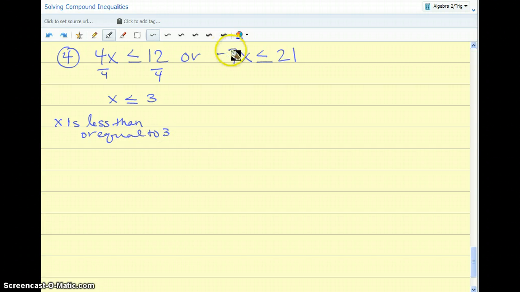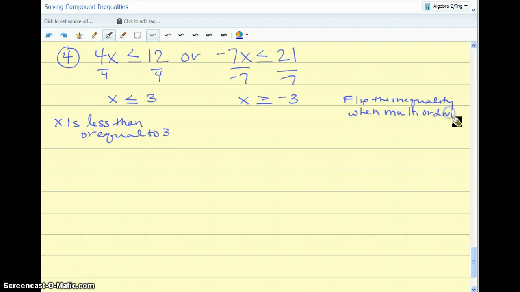So it helps to write that out. Or divide by negative 7 on both sides. When you divide by a negative number, we discussed in class that you flip the inequality. So make sure that you flip the inequality when you multiply or divide by a negative number. And again, this is x is greater than negative 3.